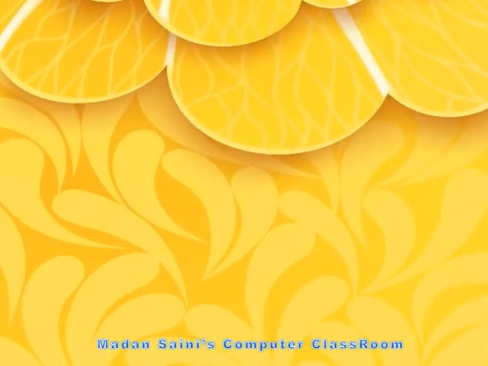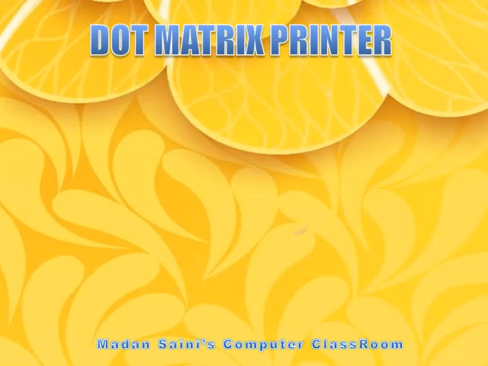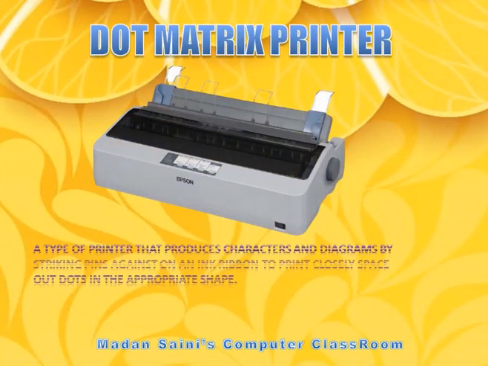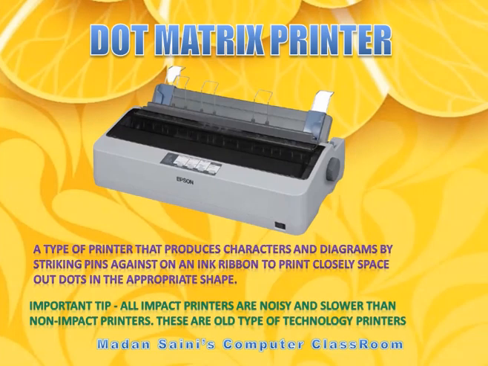Let's take a tour of impact printers. First one, dot matrix printer. It looks like this. A type of printer that produces characters and diagrams by striking pins against an ink ribbon to print closely spaced dots in the appropriate shape. Important tip: all impact printers are noisy and slower than non-impact printers. These are old technology printers.